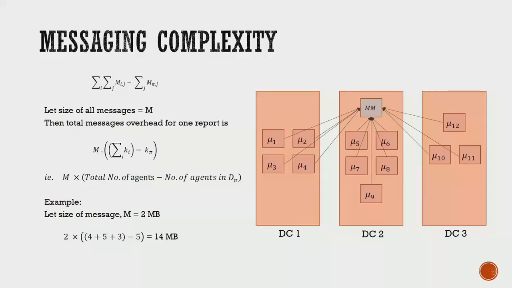But because those 5 microservices are in the same data center, you have to subtract that. And the size of this message is 2 MB, so you end up sending 14 megabytes of data per observation. Okay, so it is important to understand which data center has the monitoring manager, and from those microservices you are not going to be charged for the network traffic. So you will only be charged for the traffic that is generated from DC1 and DC3, right?